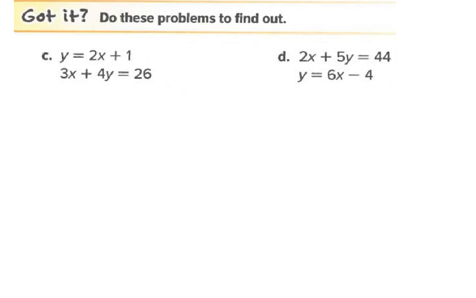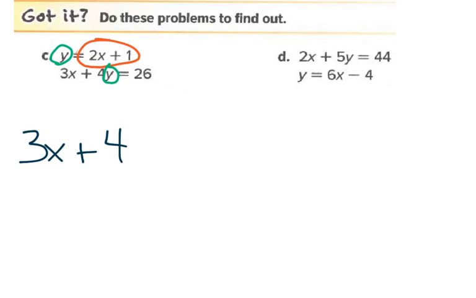So the first thing I notice is that we're lucky because one of the equations is already solved for one of the variables. So we know that y equals 2x plus 1. And so what I'm going to do is, since y equals that, I'm going to put that in place of y here. So I'm going to rewrite the whole thing. I'm going to leave some space, because instead of writing the y here, I'm going to write the 2x plus 1.